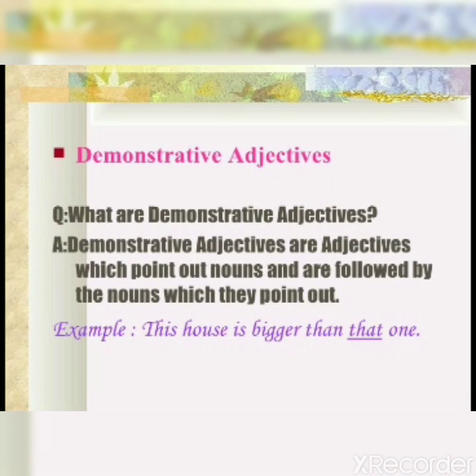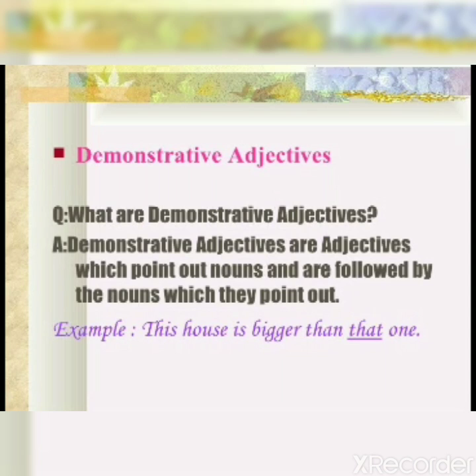Next kind of adjective is demonstrative adjective. What are demonstrative adjectives? Demonstrative adjectives are adjectives which point out nouns and are followed by the nouns which they point out. So basically they are used before a noun and they'll always point out the nouns.